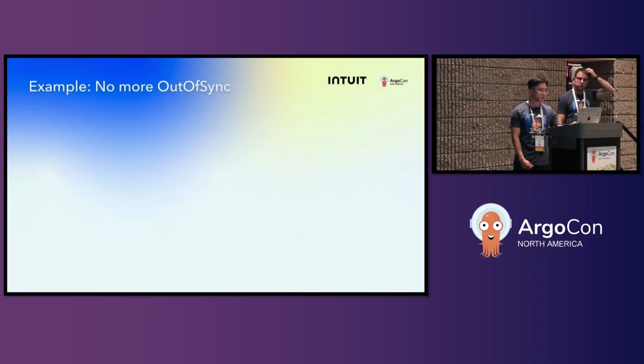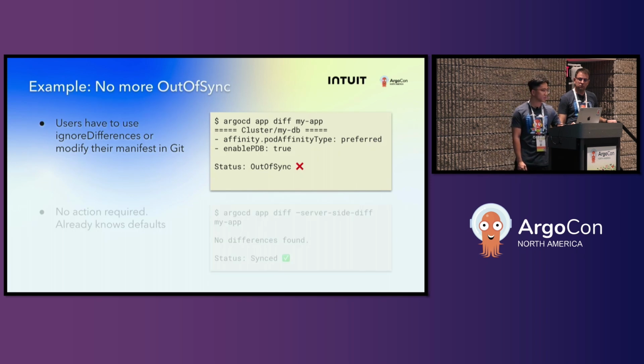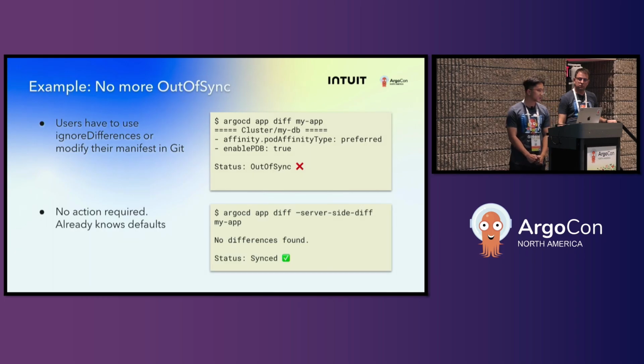So let's see what happens when we run a diff. With the Argo CD app diff without server-side diff, we can see out of sync, and we see these two default values here, and that's annoying. We would have to use ignore differences or actually add that in our Git repo. With server-side diff, we see no differences because the diff is already aware of those default fields, and it just works. No need to add any ignore differences.